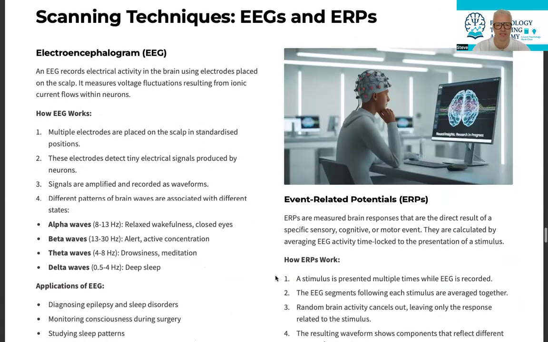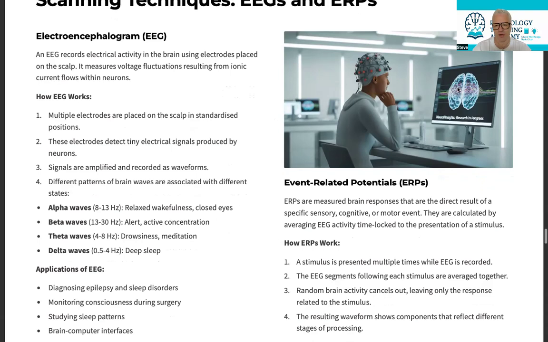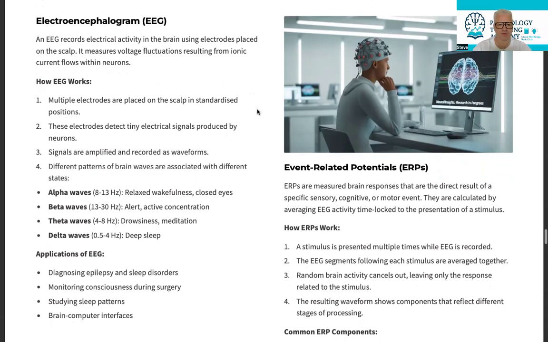Some other scanning techniques, EEGs, electroencephalograms, or event-related potentials. So this is where you have like a swimming cap on your head at different deviations away from the scalp. Jasper in 1958 invented the 10-20 classification for this. And this can pick up brainwave activity. It's quite well known for sleep research.